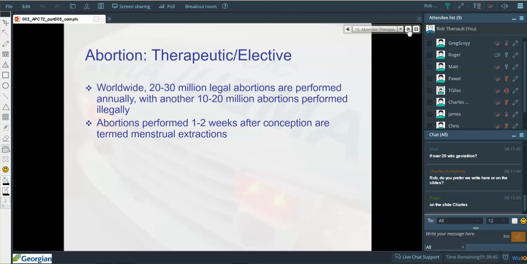Yeah. So sorry, I'm just noticing your question now, Charles. So my preference is on the slides rather than the text area, because my eyes are usually on the slides, not on the text box area.